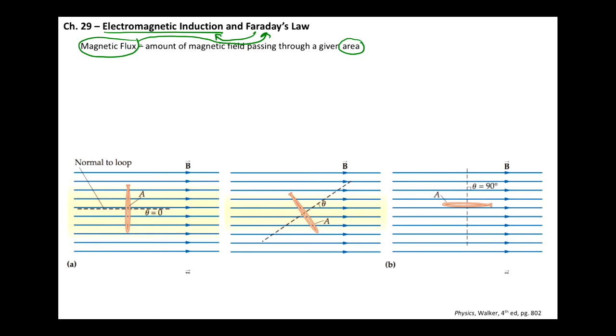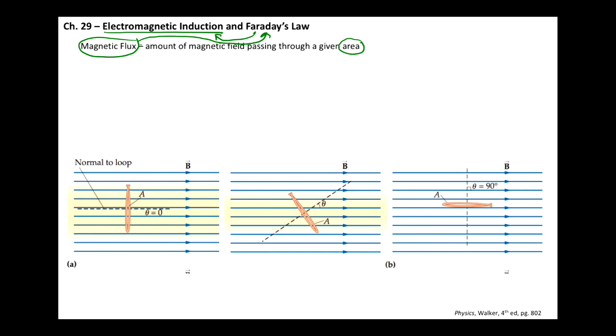Things are going to happen in physical loops of wire that didn't happen when it came to changes in electric flux. So instead of having to imagine weird imaginary regions of space where electric field is passing through, you can still do that, but we're going to focus a whole lot more on literal regions of space that are specified by something like a physical loop of wire, okay?